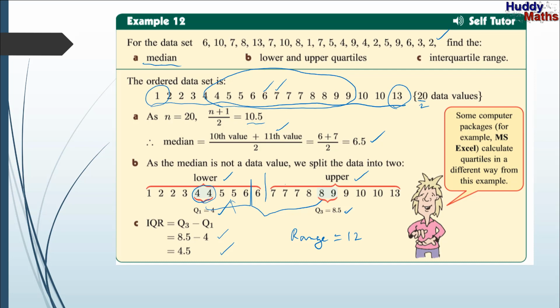Okay, so there you are. And just take note here, this little fellow is saying some computer packages, Excel is one of them, calculate quartiles in a different way from this example.